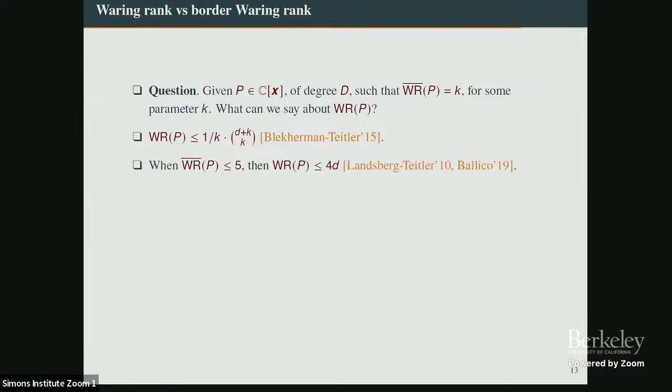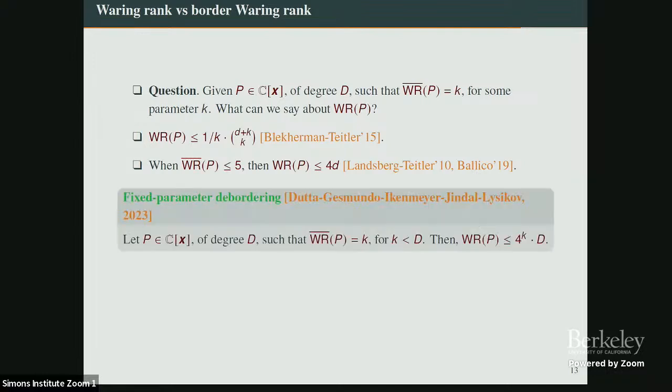And what is also known is that if border Waring rank is less than or equal to 5, then this is like order d. It was known for less than or equal to 4. Landsberger and Teitler proved it in 2010, and then 9 years later, Valiant proved it for 5. But from 6 and so on, we did not know before our work.